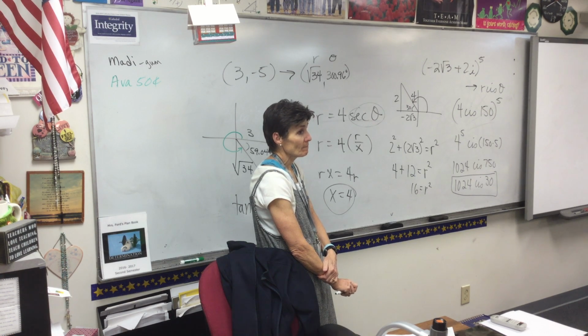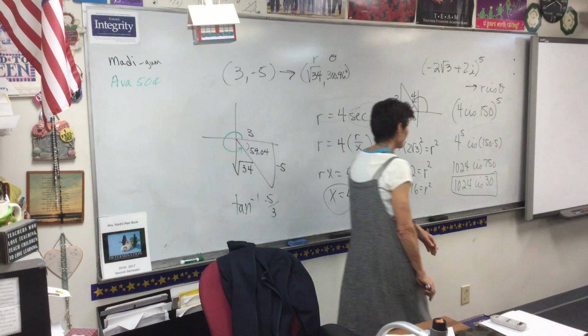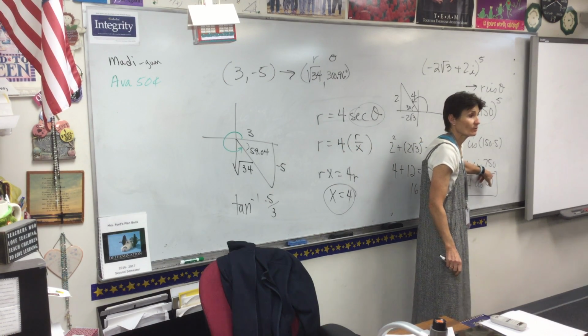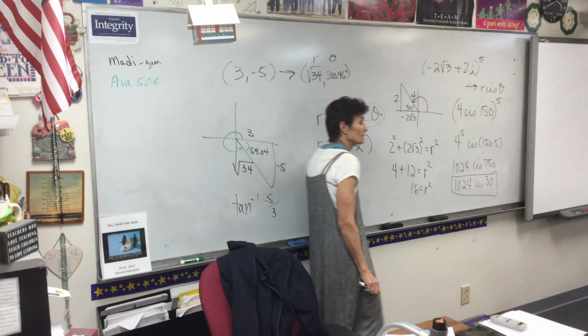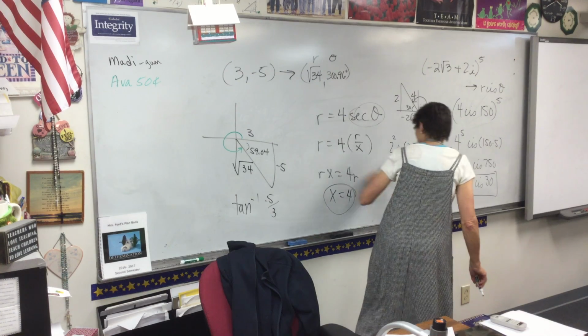Anybody have a question about that? Yeah. How did you get 30 at the end? How did somebody tell her? How did we get 30? Subtract 360. Gotta keep subtracting 360 till that is small enough. Okay. So we actually subtracted 2 360s.